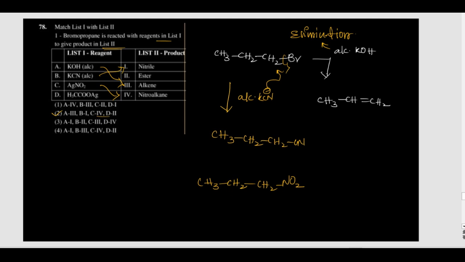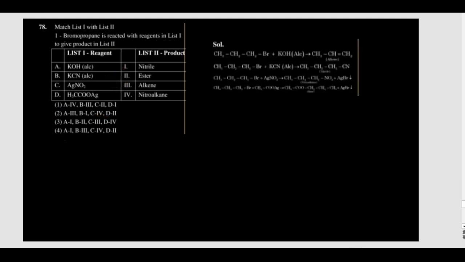And D is simply removing AgBr and we'll get the ester. So option 2 is the correct option. You can just recheck. You can see the solution here also.